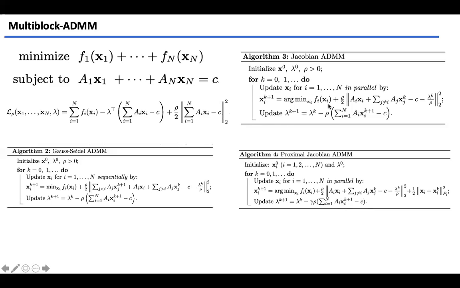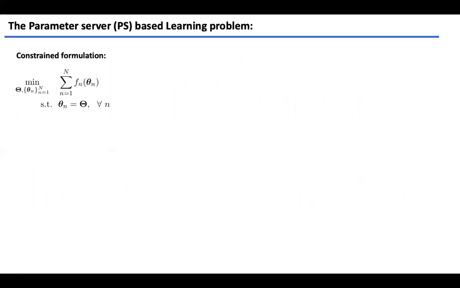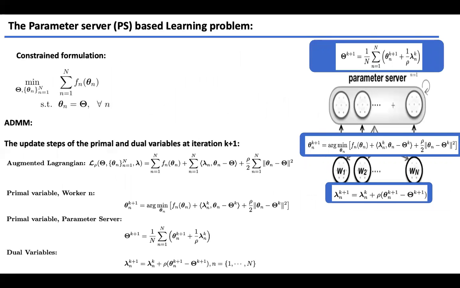We will come later to this. Here we formulate federated learning as a constrained optimization problem. So now we don't say minimize over a global theta, we say sum of f n of theta n, such that every theta n is equal to a global variable. Now with this, we formulate the augmented Lagrangian and the primal variables, because now every primal variable only has a constraint with the global variable.